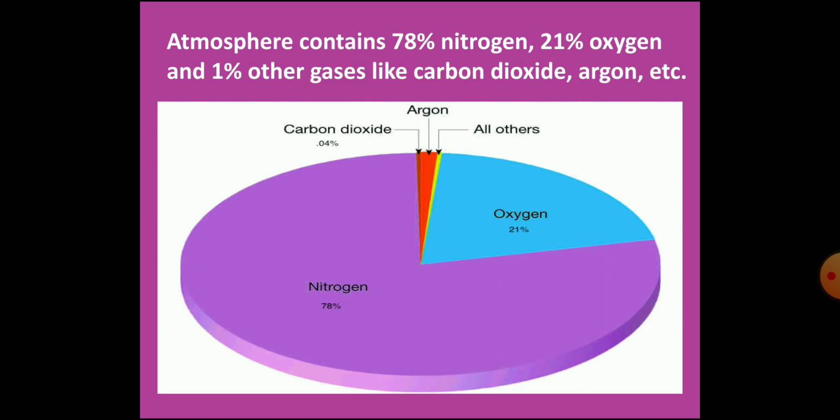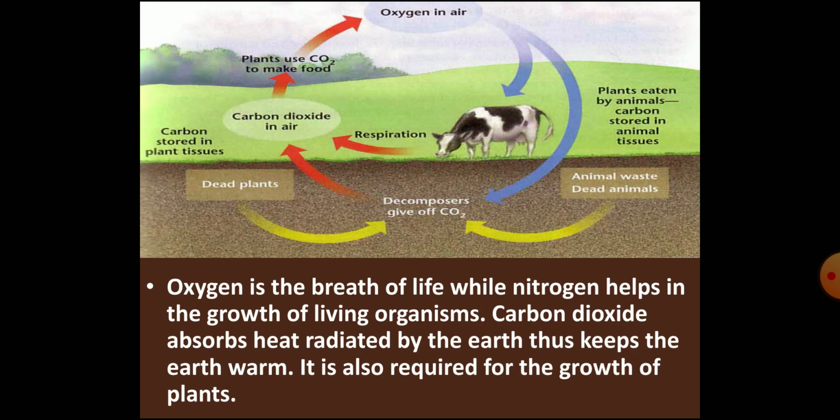Children, you know that the atmosphere is a mixture of gases. It contains 78% nitrogen and 21% oxygen, which together make up nearly 99% of clean and dry air. The remaining 1% consists of other gases like carbon dioxide, argon, helium, etc. Children, oxygen is the life-giving gas, while nitrogen is important for the growth of living organisms.